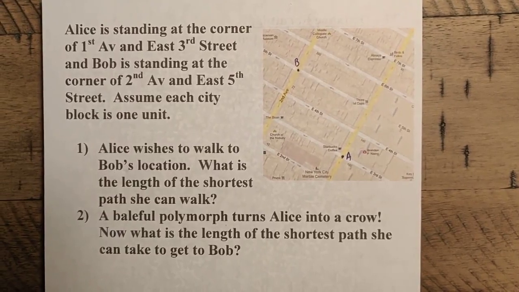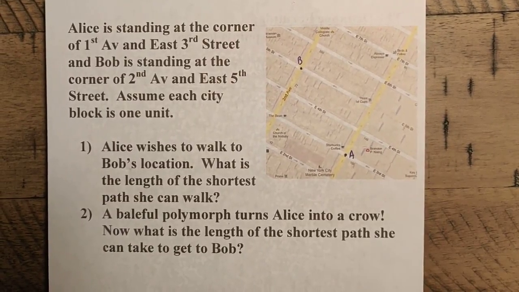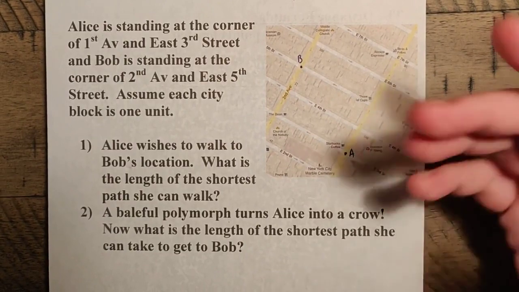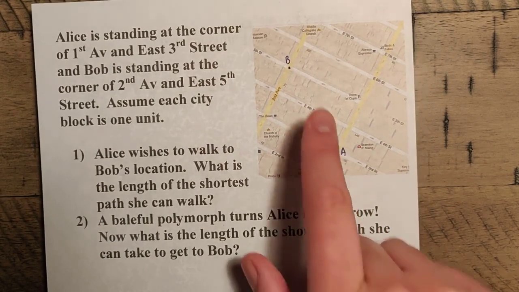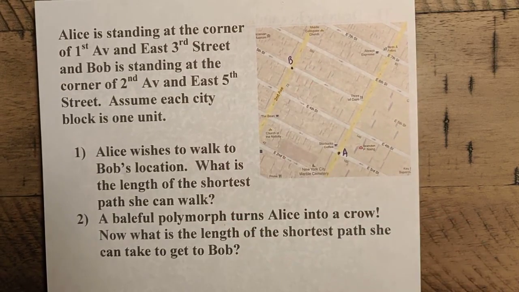Alright, so let's have a look at this here. So we can see that our little initial start here, we have two people. We have Alice and Bob here. Alice is standing here at the corner of 1st Avenue and East 3rd, and Bob is standing at the corner of 2nd Avenue and East 5th.